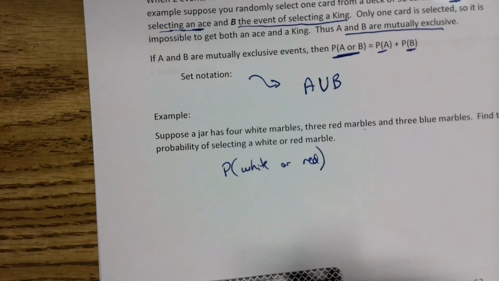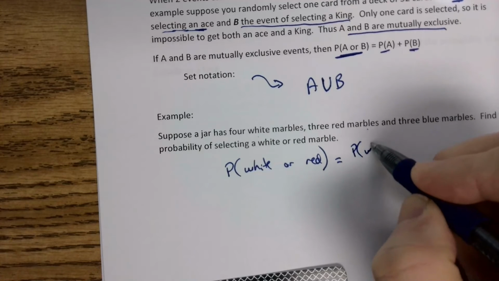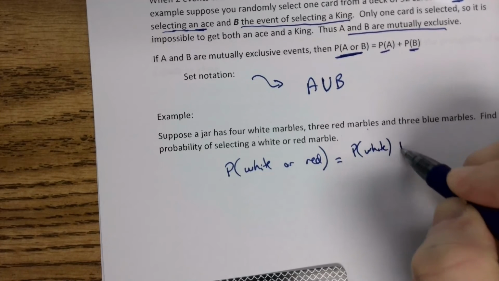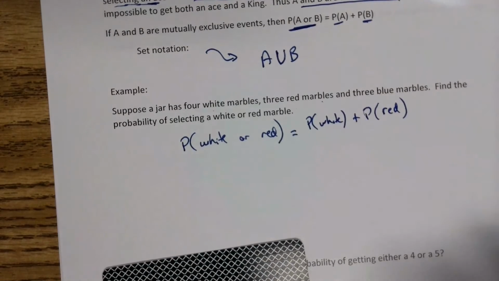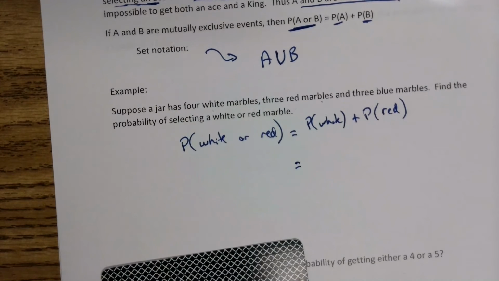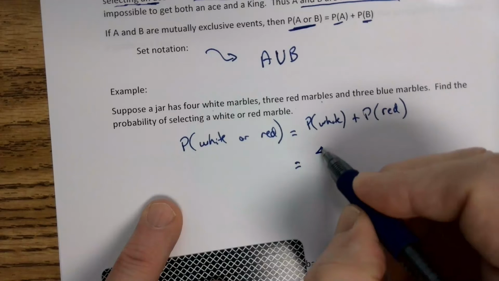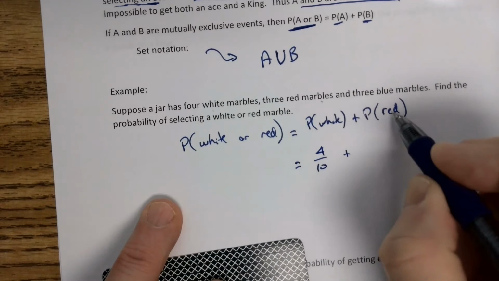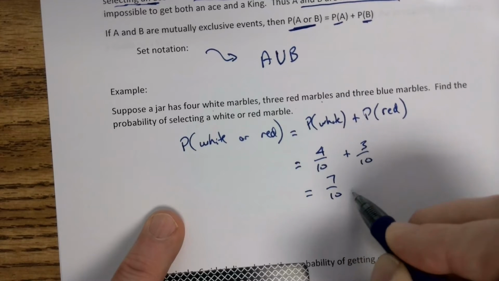So probability of white or red would equal the probability of white plus the probability of red. And it's real simple with this jar of marbles. It does get a little bit harder with some of your homework problems. Once again, if you find something in your homework you don't understand, I'm here all day. So probability of white, there's 4 white out of 10, plus the red, there was 3 out of 10. Add those together is 7 out of 10, which is 0.7.